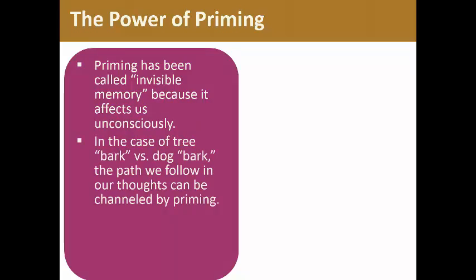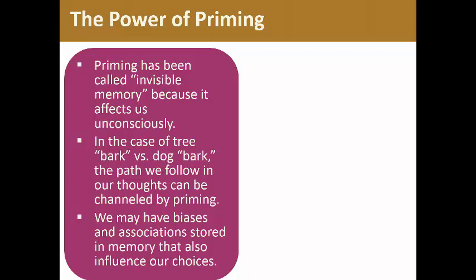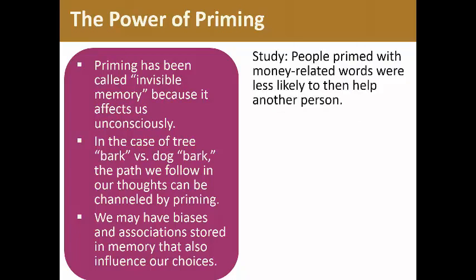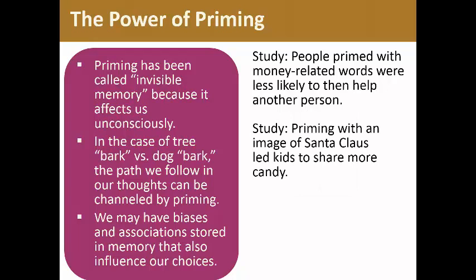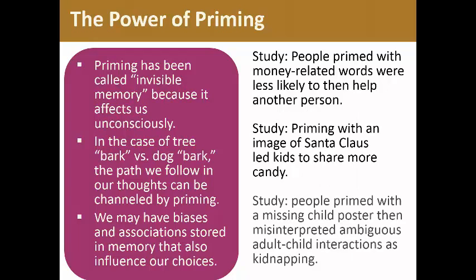So in the case of the tree bark versus the dog bark, the path we follow in our thoughts can be challenged by priming. We may have biases and associations stored in memory that also influence our choices. People primed with money-related words were less likely to help another person. Priming with the image of Santa Claus led kids to share more candy. People primed with a missing child poster then misinterpreted ambiguous adult-child interactions as kidnapping. So based on pictures that we see, it actually affects our behavior because it leads us to different paths. Kids who see Santa think about Christmas and knowing that they have to be good girls and boys, and therefore they're more likely to share, and that primed that kind of node for them.